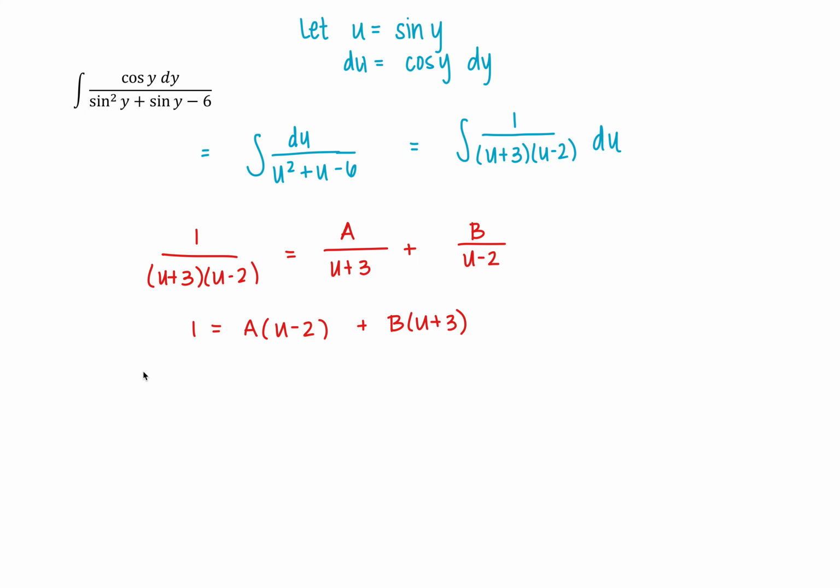I'm going to let u equal 2 first. And if u equals 2, then 1 equals, the part here with the A is going to go to 0. It's going to give me 1 equals 5B. So B is 1/5. And then I'll do something similar and let u equal -3. That's going to eliminate the term here with the B. So I get 1 equals -5A. So A is -1/5.